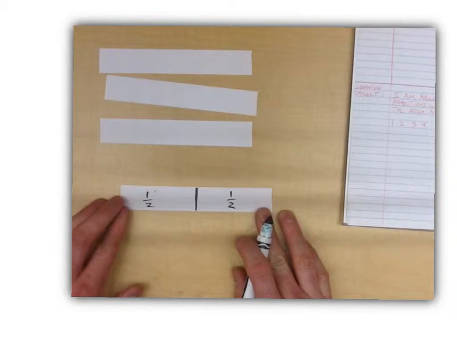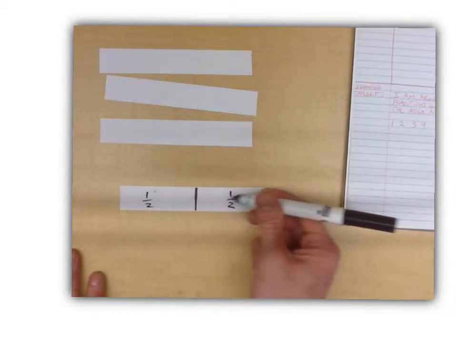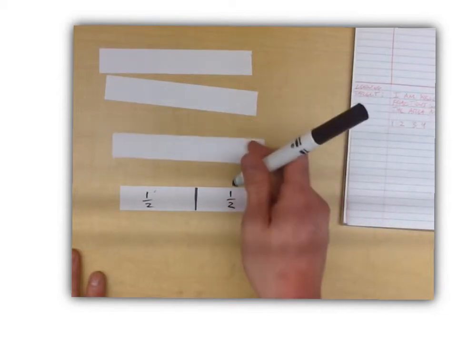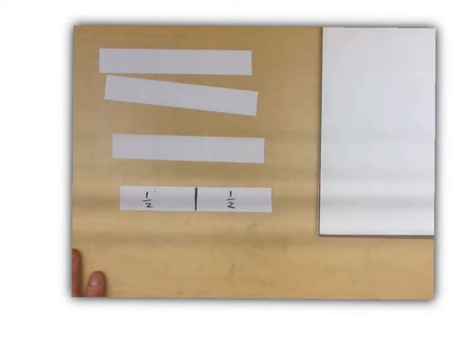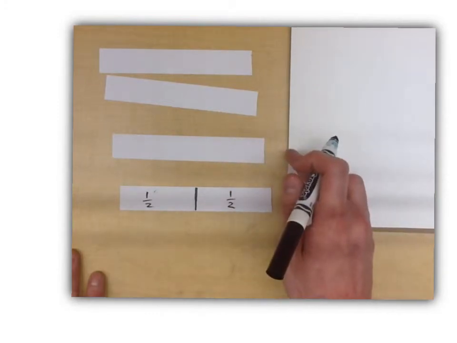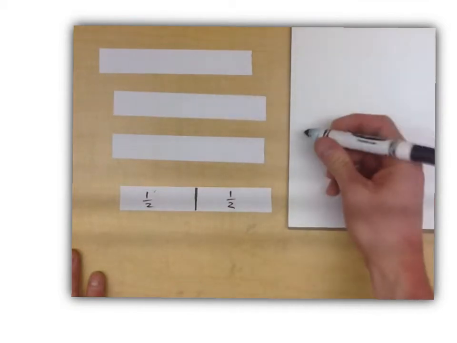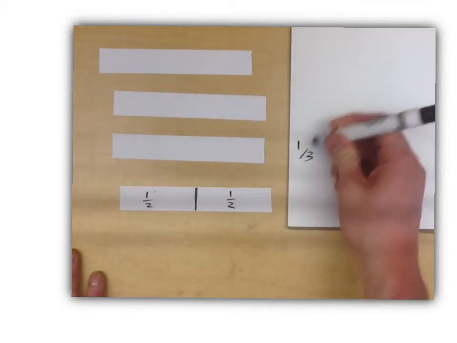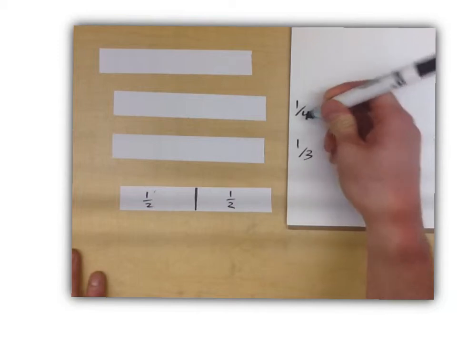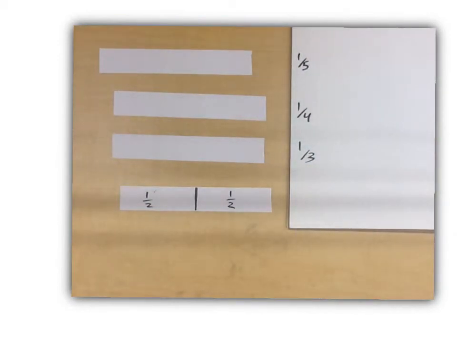Okay, now this is where I'm going to have to stop. What I want you to do is take this part right here. I want you to do the same over here, except do it with thirds, fourths, and fifths. So take these and turn them into thirds, fourths, and fifths. And I'll check back with you in just a moment.